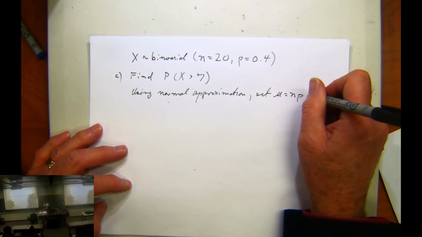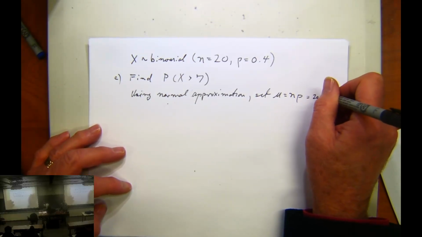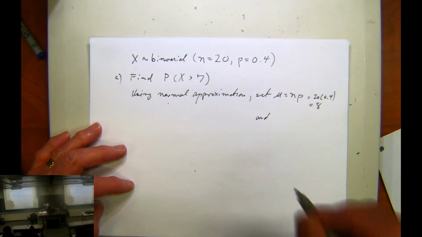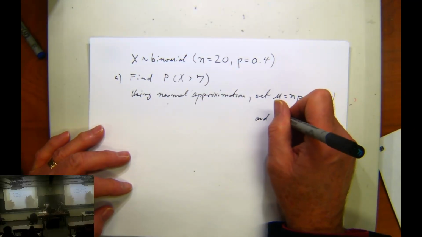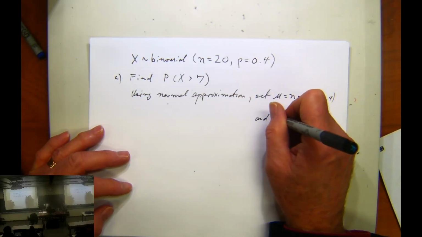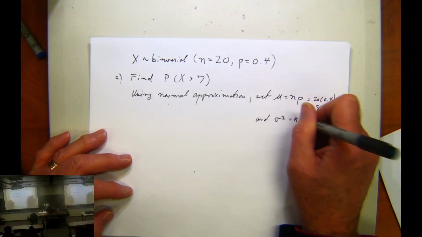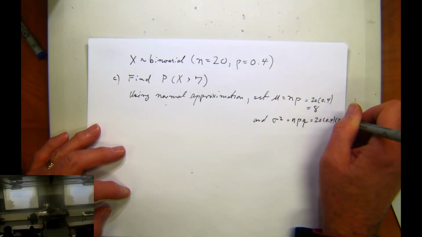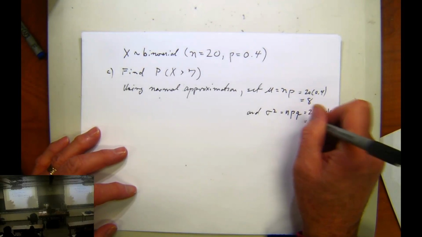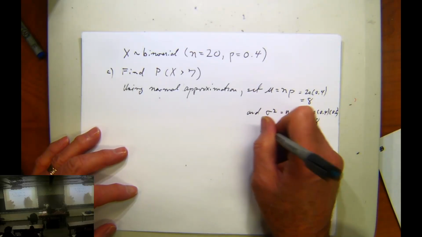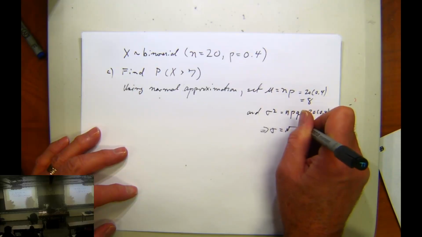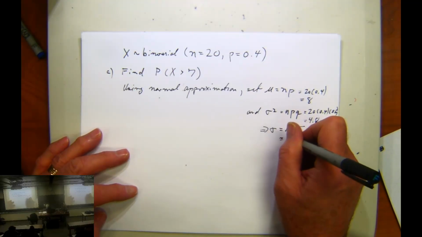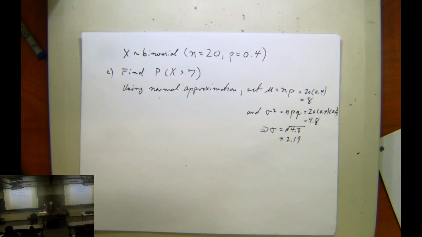Set mu equal to n times p, which we already did: 20 times 0.4 equals 8. And sigma squared equals npq, which is 20 times 0.4 times 0.6, equals 4.8. But the real key one we want is sigma, the non-negative square root of 4.8, which equals approximately 2.19. Okay, we already worked that out.